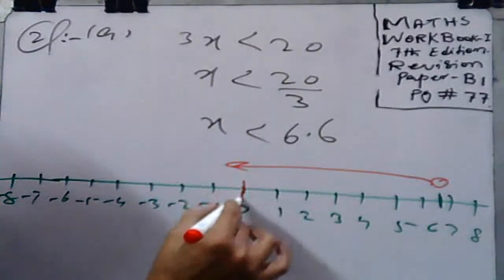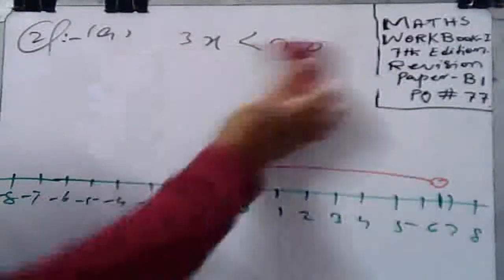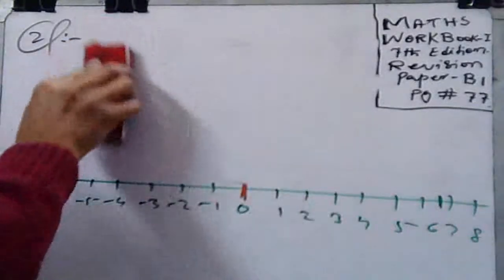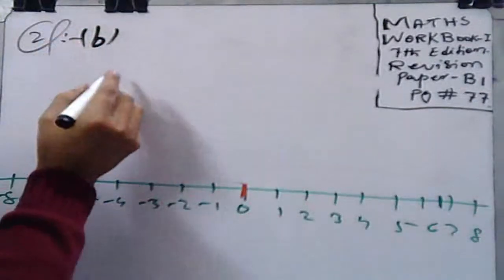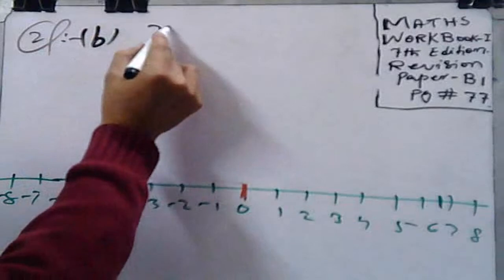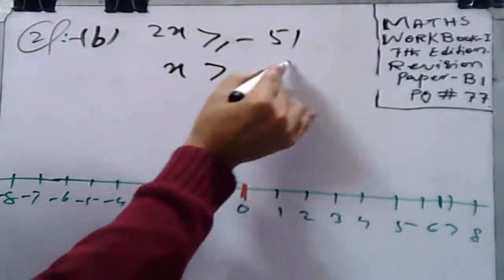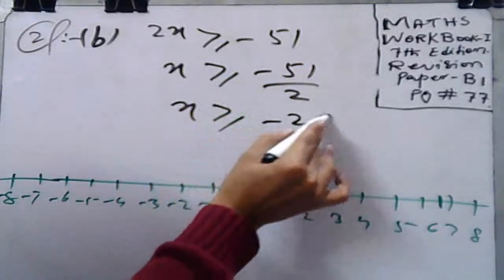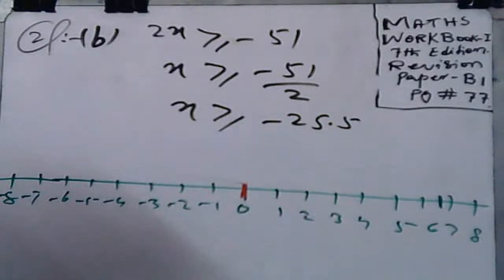So that is your mean position, that is 0. Similarly, another one is B portion. In B part you can see that 2x is greater or equal to minus 51. So the value of x is minus 51 divided by 2, which gives minus 25.5. So how can we draw this equation?